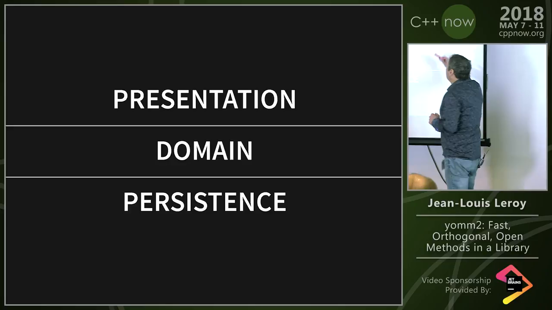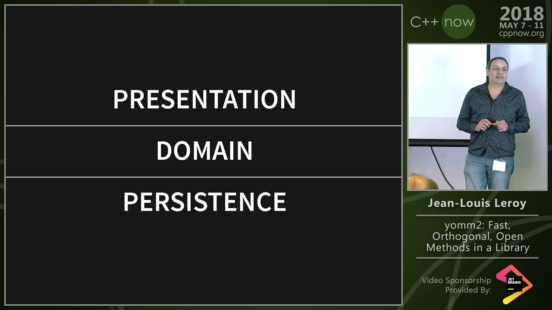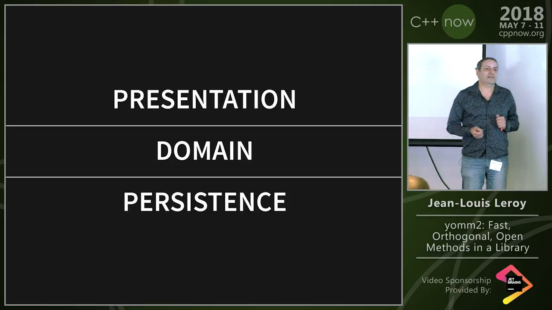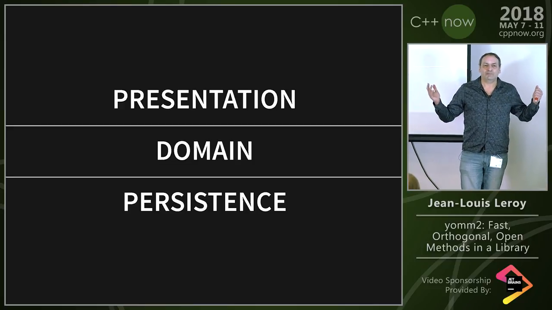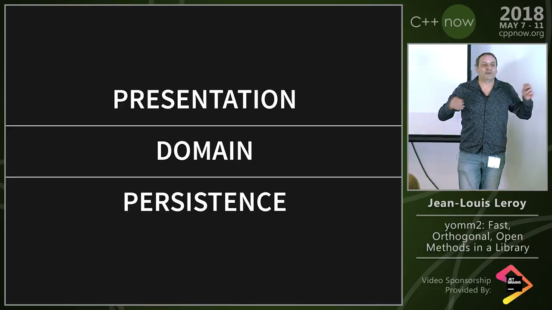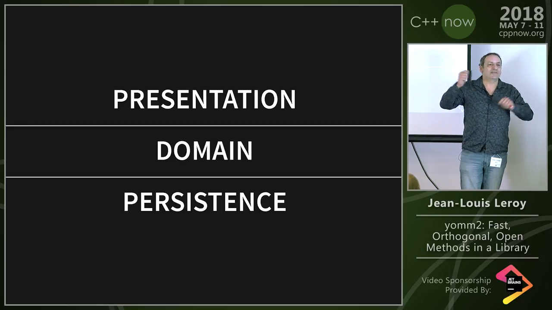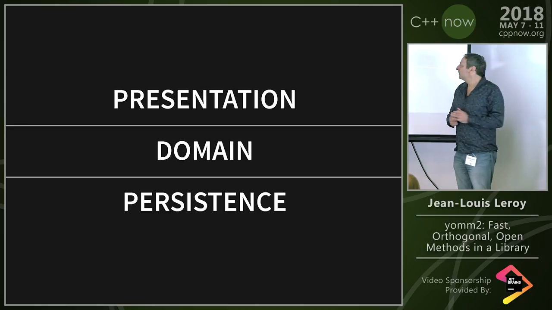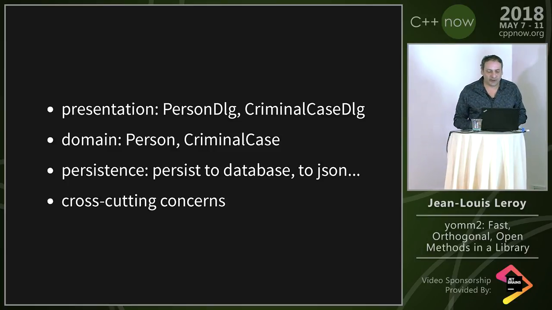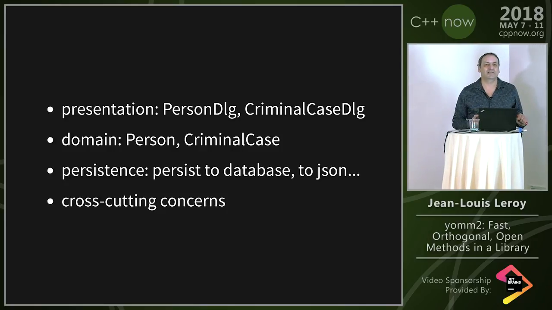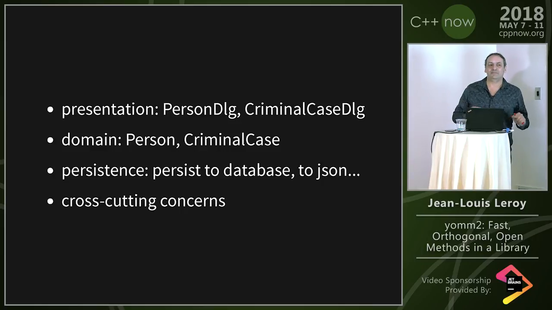And then typically above it, you have a presentation layer where you have an object like, I don't know, a criminal case, and you want to render it as a dialog box which allows you to add parties to the criminal case and so on. These are examples of what's called cross-cutting concerns. Normally, the domain layer should just do domain layer, but we need to add behavior to it.